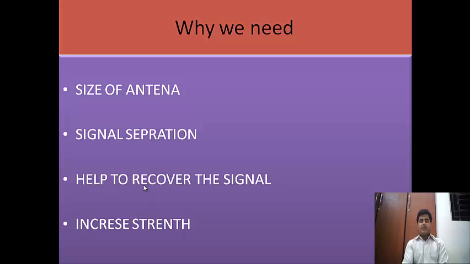Third is help to recover signals. It means that based on the mixed carrier signal, we can find which one is the message signal and which one is the carrier signal. So according to this, we can recover our base signals. And the fourth point is increase the strength.